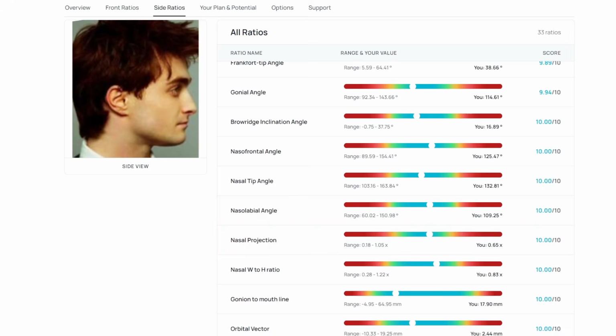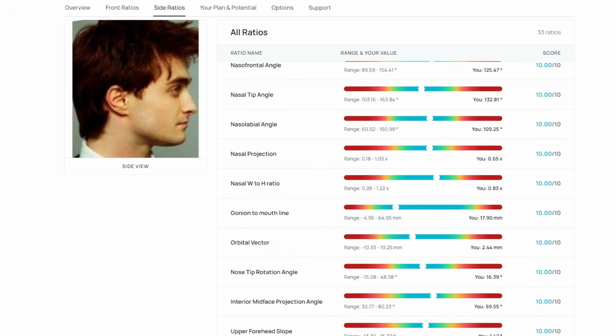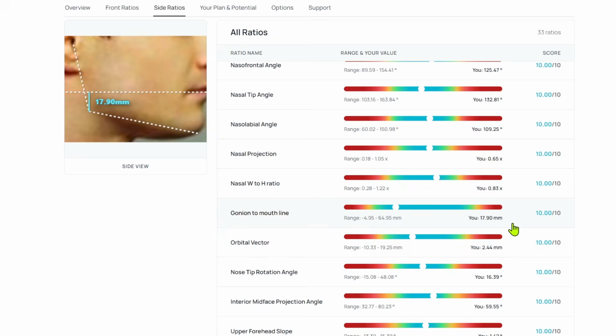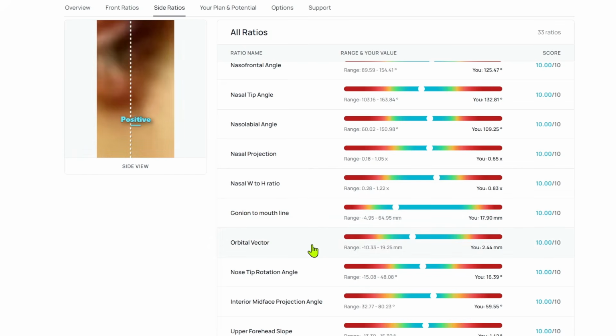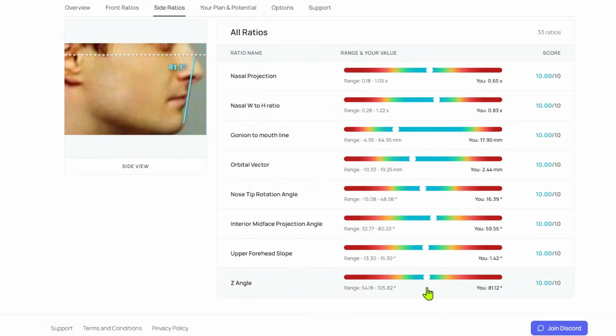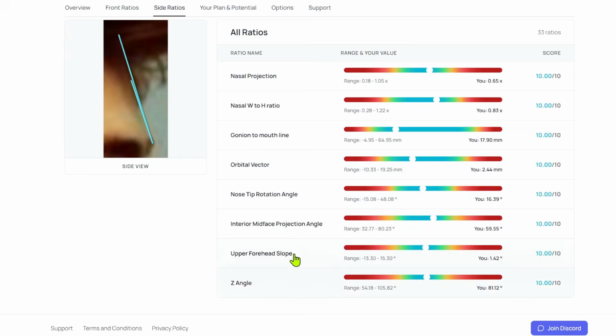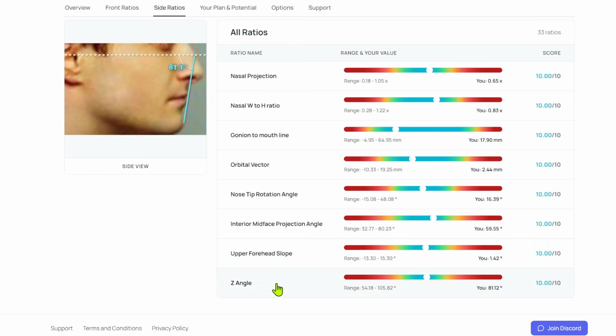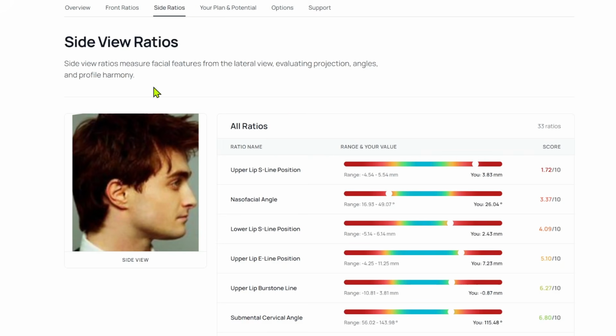Nasolabial angle is a 10 out of 10. Then his gonion to mouth line ratio is a 10 out of 10. Orbital vector is positive at 10 out of 10. And then his highest score, well, these are kind of balanced even, is Z angle at a 10 out of 10, which is kind of a newer score. So let's see what he gets from a 0 to 10.